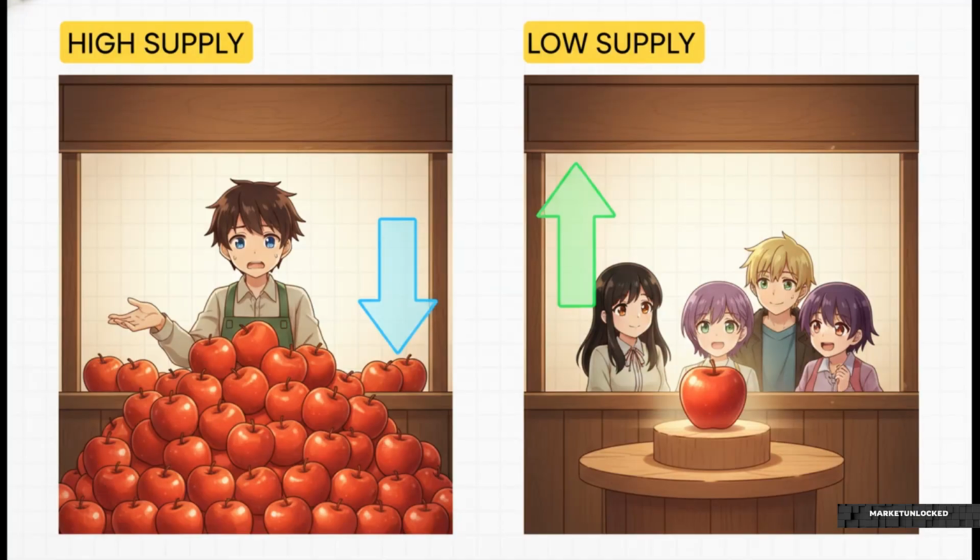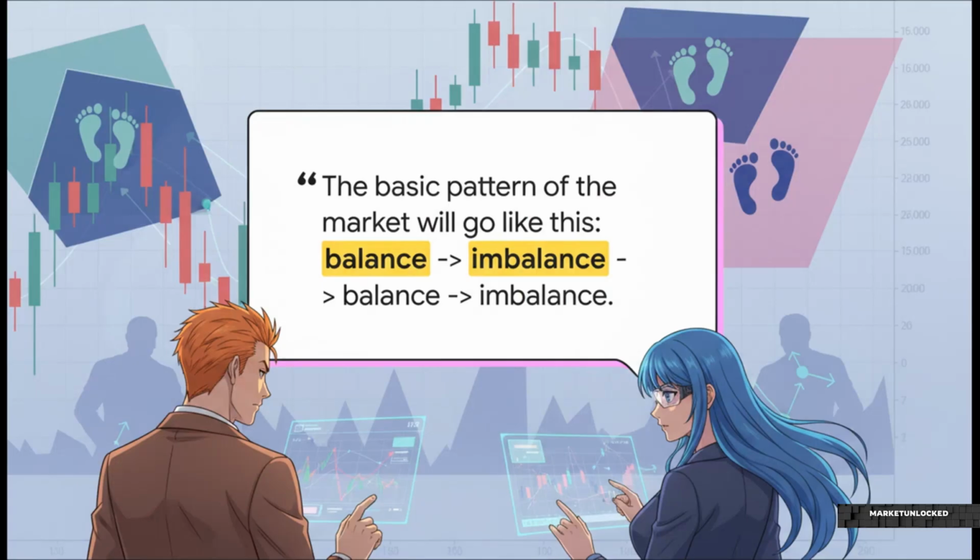Let's make this ridiculously simple. Think about apples. If farmers have an amazing harvest and suddenly there are way too many apples everywhere, what happens? They've got to drop the price to get rid of them, right? That's high supply. Now flip that. It's the end of the season. There are hardly any apples left. Now the sellers can charge a premium. That's low supply. The financial markets? They work on that exact same principle. It's that simple.